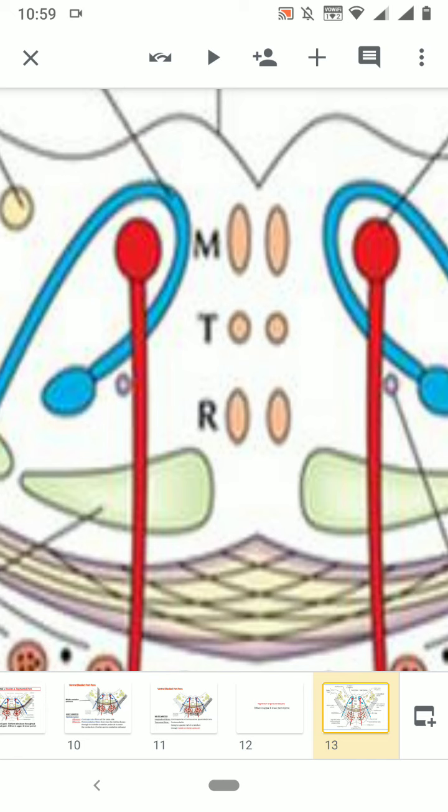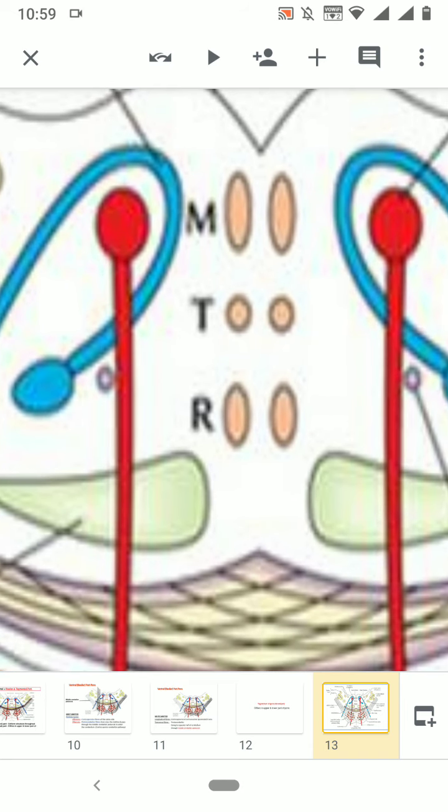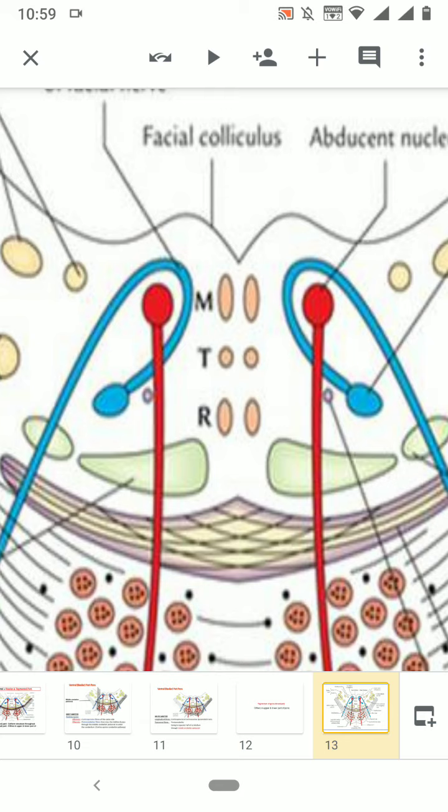Below the M we have the T, that is the tectospinal tract. They control the movements of the eye with the movements of the neck. So it's a coordination of the movement of the eye with the movement of the neck through this tract, which is called the tectospinal tract. Then below that we have the rubrospinal tract, which is a part of the extrapyramidal system.